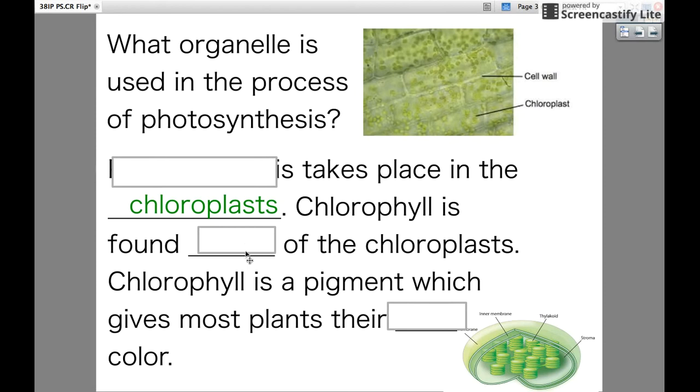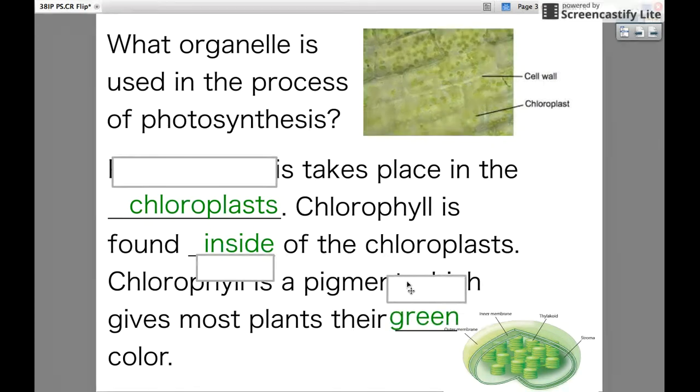Chlorophyll is found inside of the chloroplasts. And chlorophyll is a pigment, which just means it's something that gives off color, which gives most plants their green color. So most of the reason plants look green is because they have chlorophyll inside of their chloroplasts, so they appear to be green. Now, this is not true for all plants, but for the most part, this is why they appear to be green.